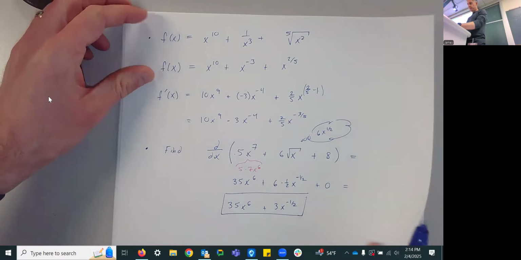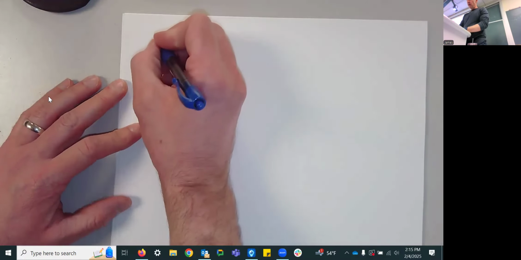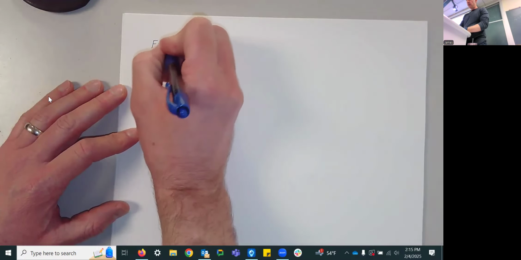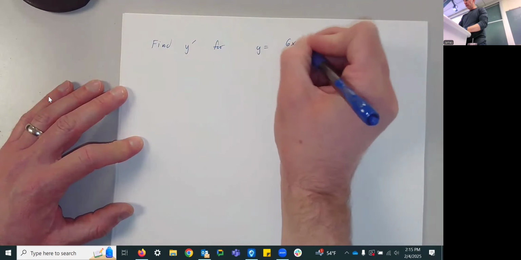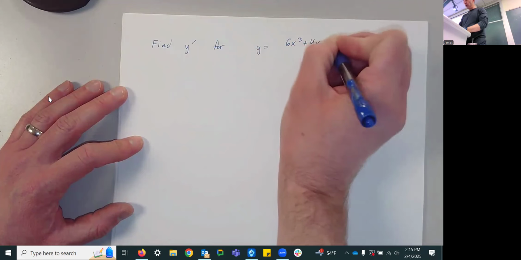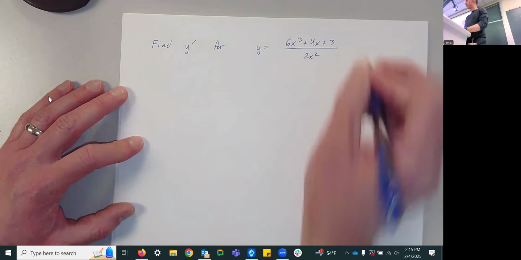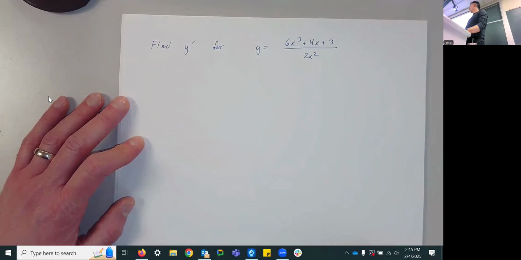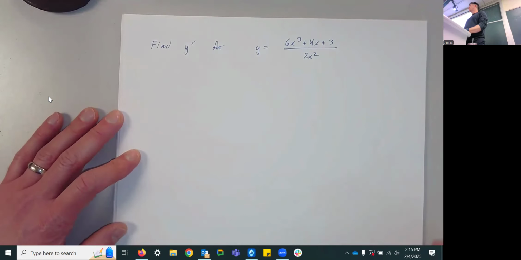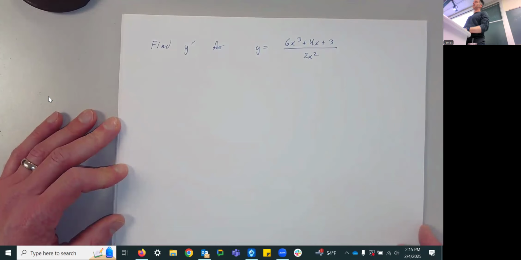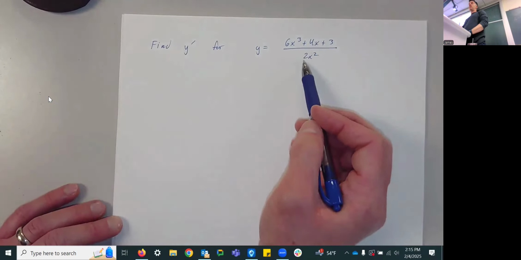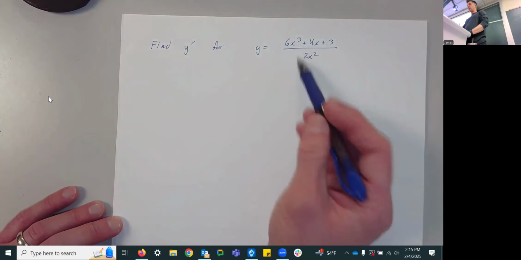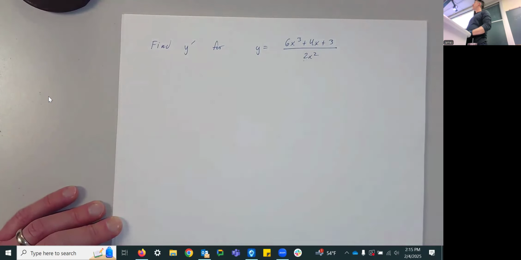Sure. So let's get another example here. If I wanted to find y prime for y equal to 6x cubed plus 4x plus 3 divided by 2x squared. And if I didn't know the quotient rule yet, or even if I did, I still wouldn't use it. Because in this case, if you have a quotient where you have a single term in the denominator, it's much easier to just divide each thing by that single term and simplify it first.